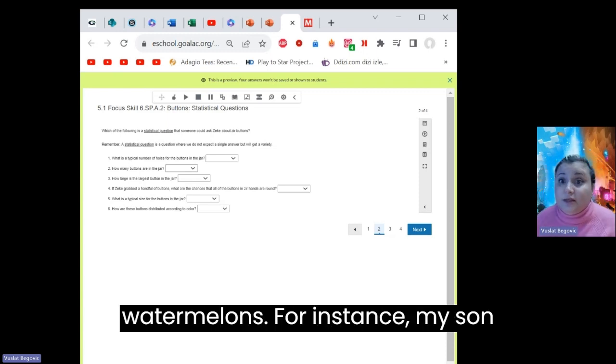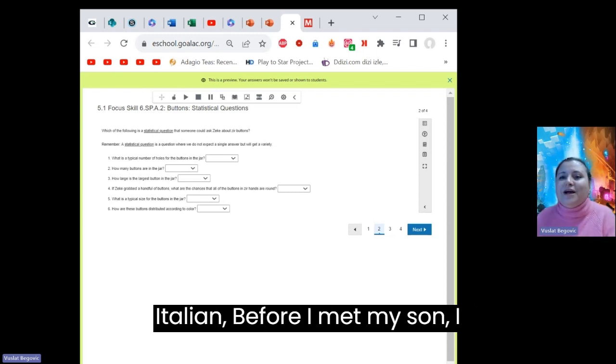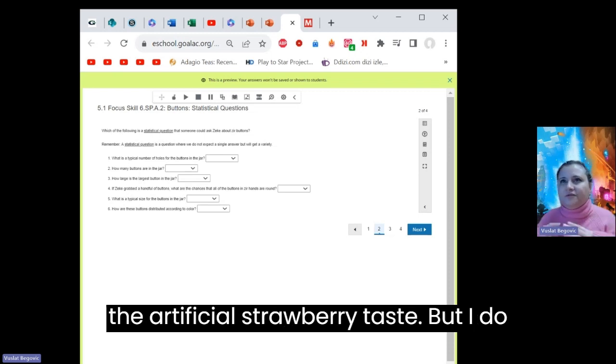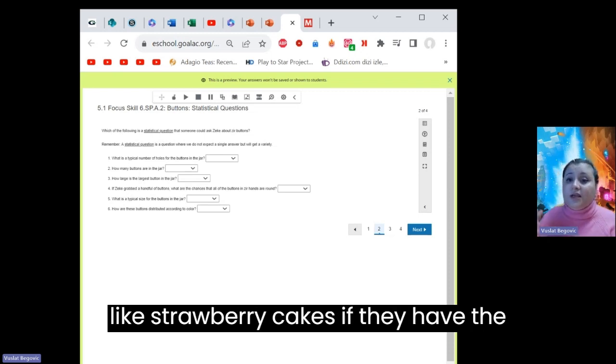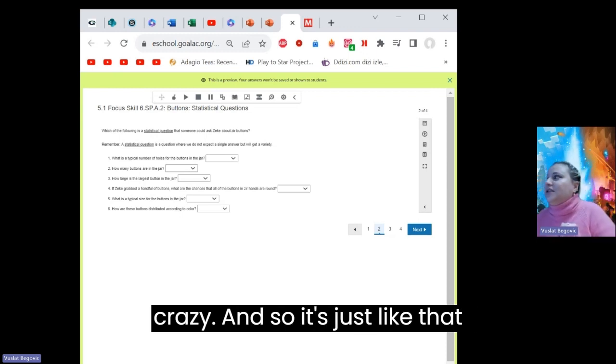For instance, my son hates strawberries, which is so unusual. I thought everybody likes strawberries before I met my son. I do not like strawberry milk or strawberry things that have the artificial strawberry taste, but I do like strawberry cakes if they have fresh strawberries. But he doesn't like anything with strawberry, so that's crazy. And so it is like that.